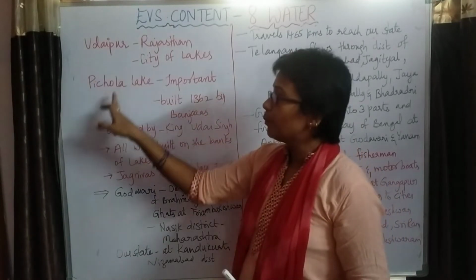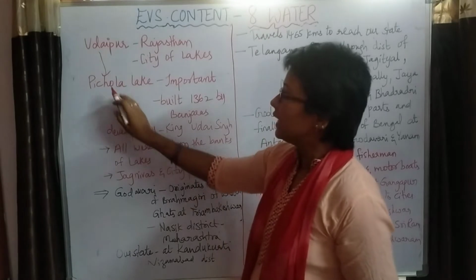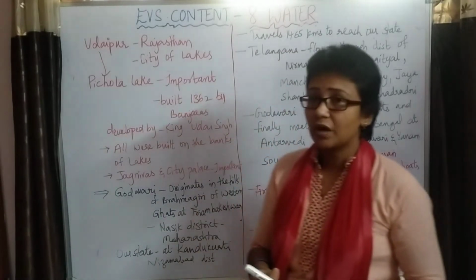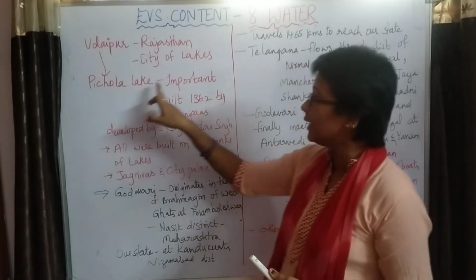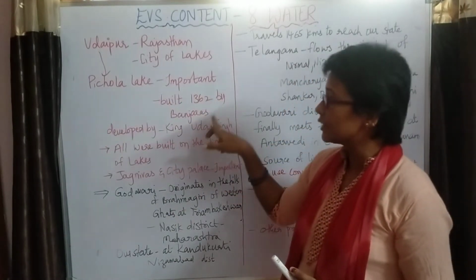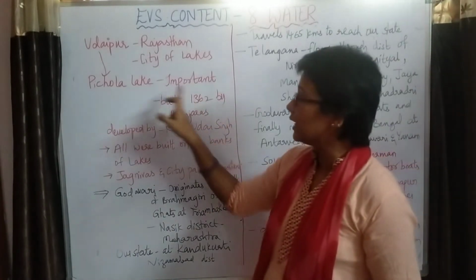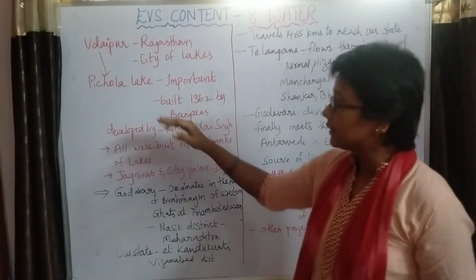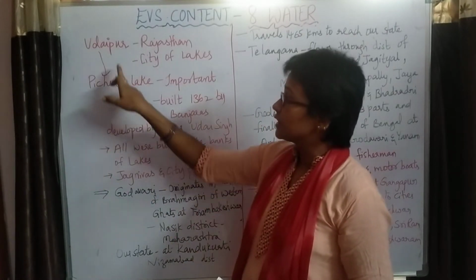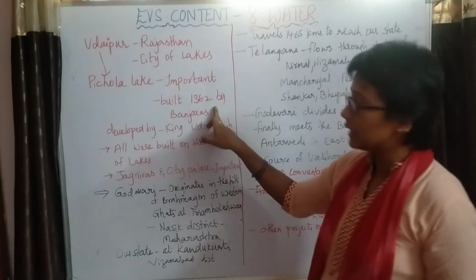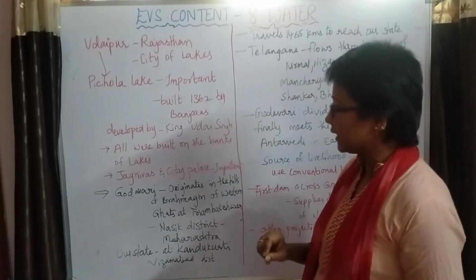One of the important lakes located in Udaipur is Pichola Lake. It was built in 1362 by the Banjaras, and later on it was developed by King Uday Singh.